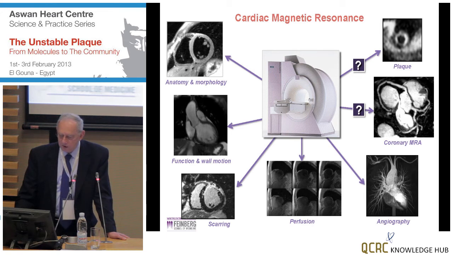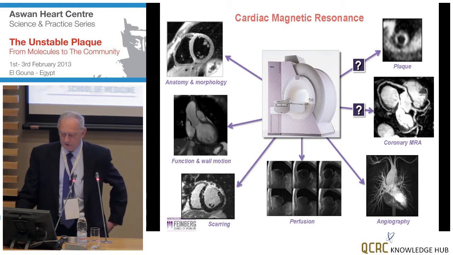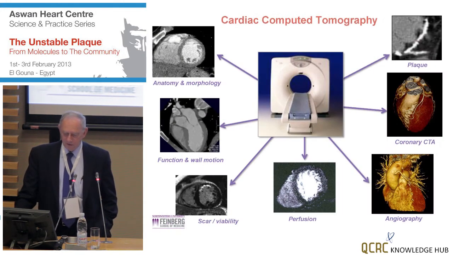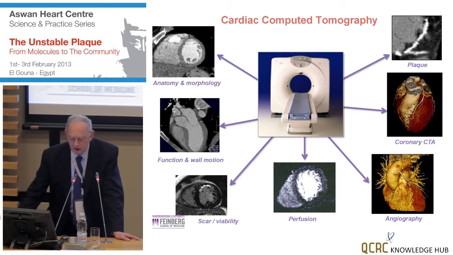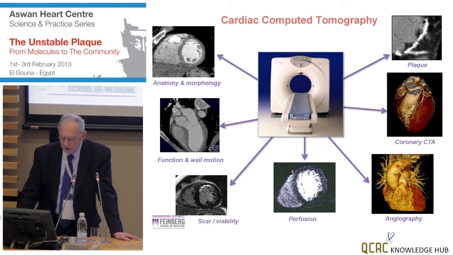So if we want to image plaque, we can do that routinely today by not using CMR, but by using CT, which also allows us to look at all of these properties as well. Function and wall motion, scar and viability, because the iodinated contrast is also retained in non-viable tissue, as it is with MRI. And of course, we now are in the era where we can non-invasively get the coronary CT angiogram and the plaque, whether the plaque is soft plaque or calcified plaque.